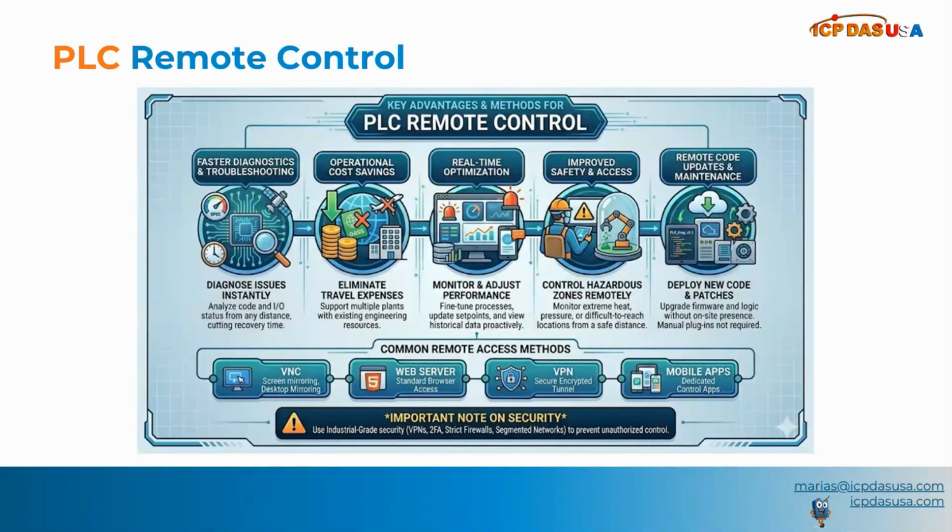Remote control facilitates real-time optimization and improves safety, as operators can fine-tune processes and adjust set points in hazardous or heat zones from a secure remote location. This ensures plants run at peak efficiency without physically exposing personnel to dangerous environments. The ability to perform remote code updates ensures that systems remain current and secure, allowing for the deployment of logic patches and firmware upgrades over the network without the need for manual on-site work or physical cabinet access.